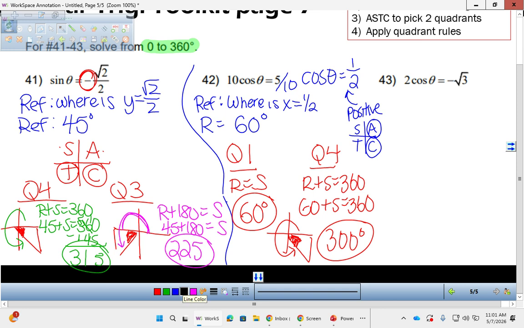I got 60 because it's cosine, and cosine's x, sine's y. So I wanted to know where is x 1/2. So I looked on a completed unit circle, and there's coordinate points. There's 3 different coordinate points. Which coordinate point has an x value of 1/2? 60 degrees. So you have to look at the circle for it.